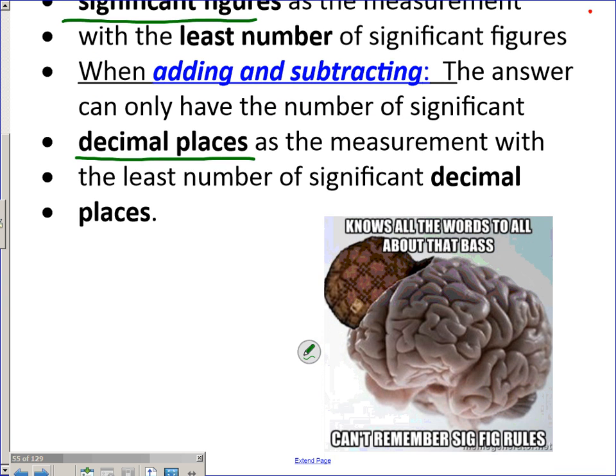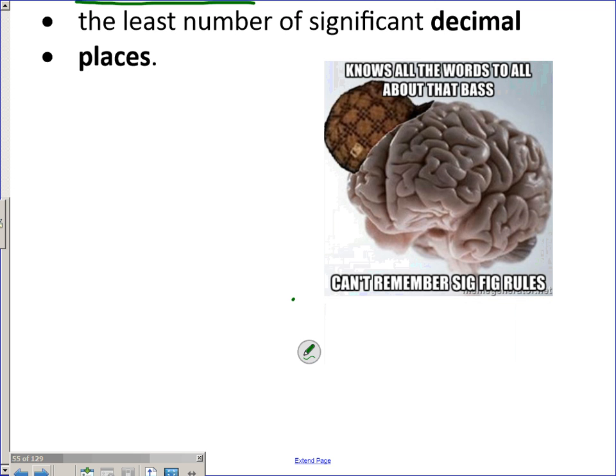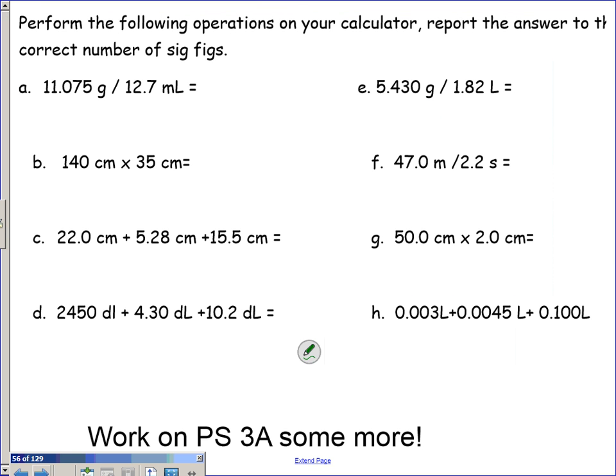And then my joke for the day. Know all the words to All About That Base, but can't remember sig fig rules. Boom, boom. Okay.